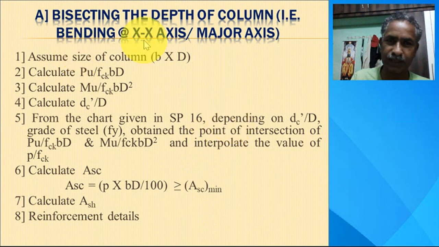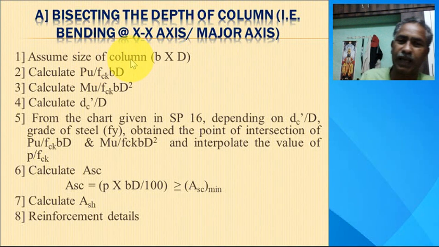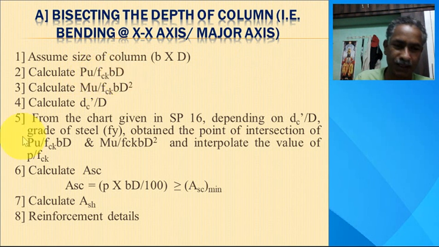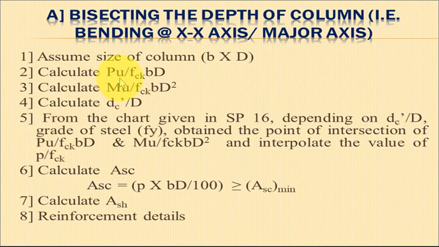Now this is the first case, bisecting the depth of the column, that is the bending about the x-axis or major axis. First of all, we assume the size of the column, then calculate the axial load divided by fck bD. Then step number 2, calculate the Pu divided by fck bD. First we have assumed the cross section. Then third, the bending moment along the x direction, MUX divided by fck bD square, and calculate the cover to the reinforcement divided by capital D.